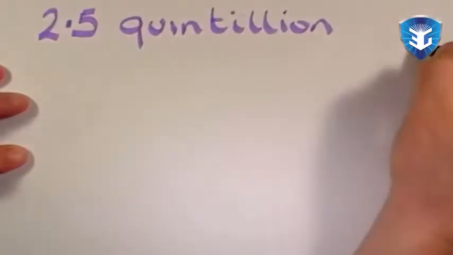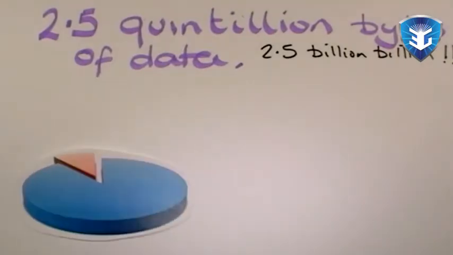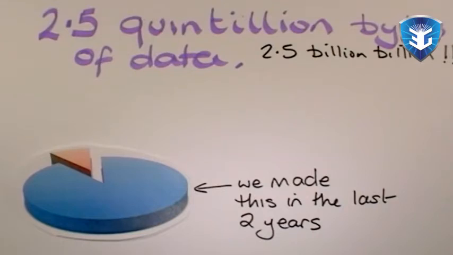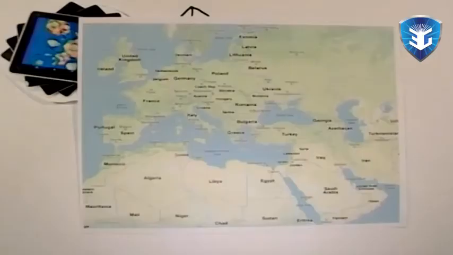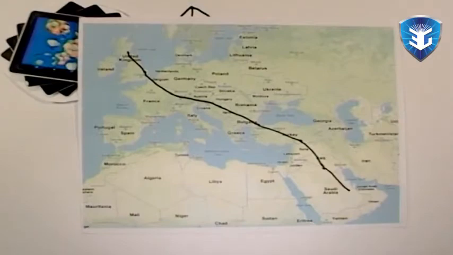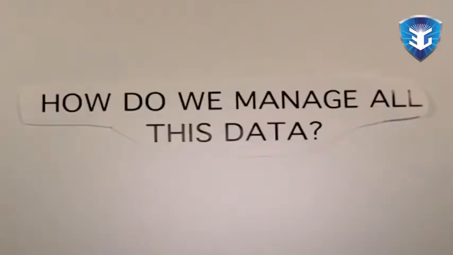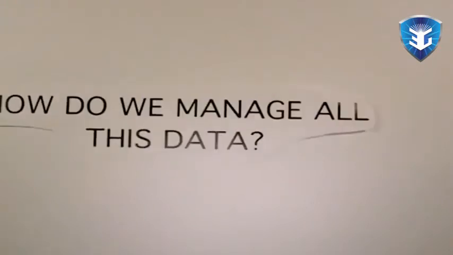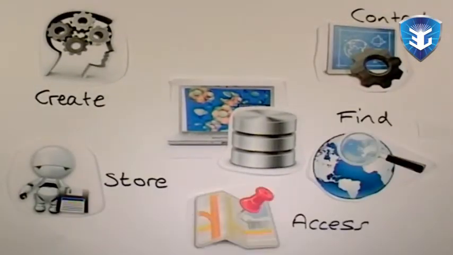In fact, every day we create 2.5 quintillion bytes of data. So much that 90% of the digital data in the world today was created in just the last 2 years. That's the equivalent of a 60-foot-high wall of iPads stretching from Edinburgh to Oman in the Middle East. How do we manage this massive increase in the data we store? We depend on information systems to help us create, control, store, find, and access this information.